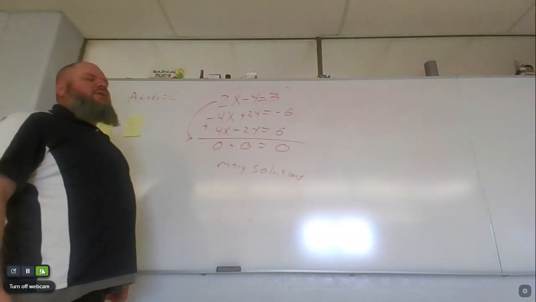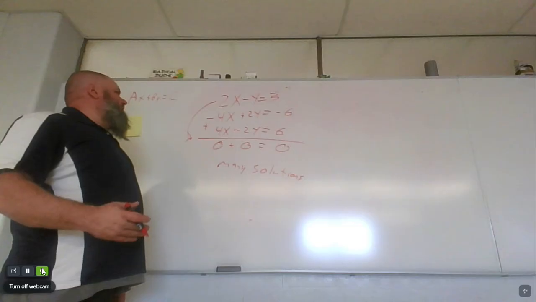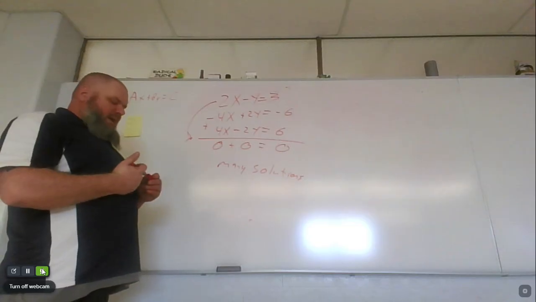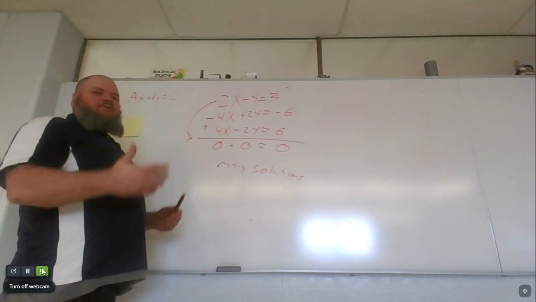Just like we talked about in the last section, if two lines are the same line, they have infinitely many solutions. This is a case of having that happen, and we use algebra to solve it. So this wraps up 4.3.